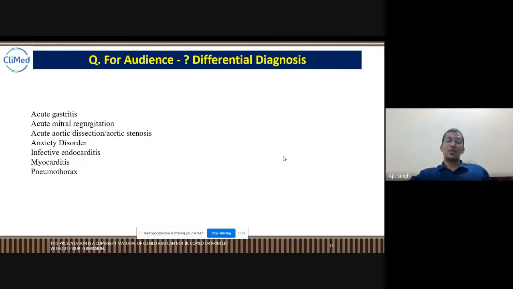Echocardiogram will define almost many things: mitral regurgitation, aortic dissection, aortic stenosis, myocarditis, infective endocarditis, pneumothorax, everything will be almost covered in that. But if the patient has anxiety disorder, definitely psychiatric consultations are needed. If acute gastritis, then you can go for ultrasound abdomen and pelvis, USG abdomen. So that is the plan of diagnosis in that case.